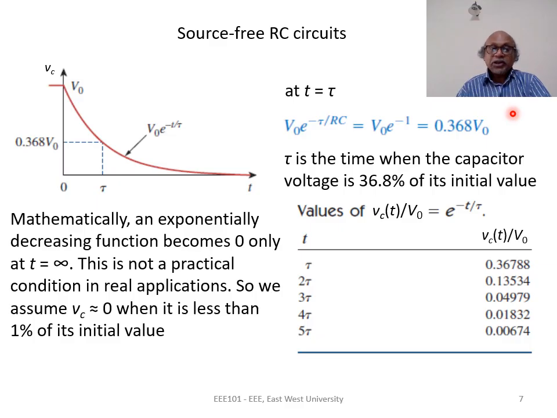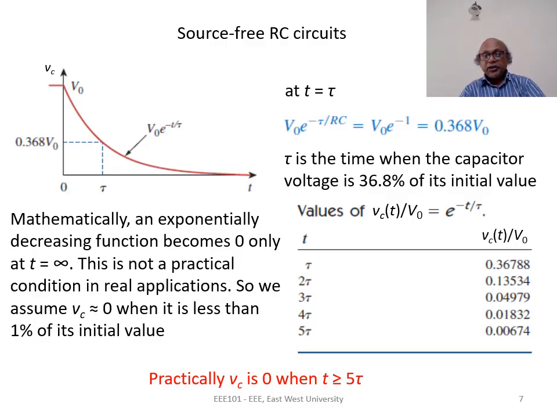So how much time does it take for the capacitor voltage to become 0 from practical consideration? The answer is 5 tau. For practical purpose, the capacitor voltage becomes 0 after 5 tau. So this is the condition that we will use in our electrical engineering applications.